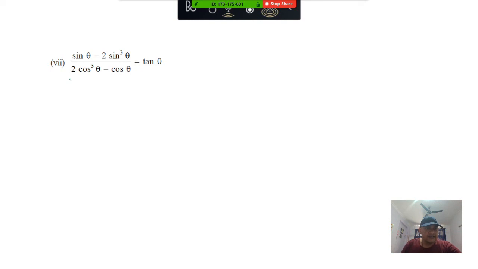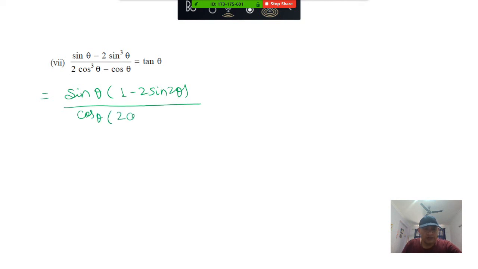Let's move to the next question. We have to prove that sin theta minus 2 sin cube theta upon 2 cos cube theta minus cos theta is equal to tan theta. That is a very easy question. Just take sin theta common here, 1 minus 2 sin square theta, and in the denominator we take cos theta as common.